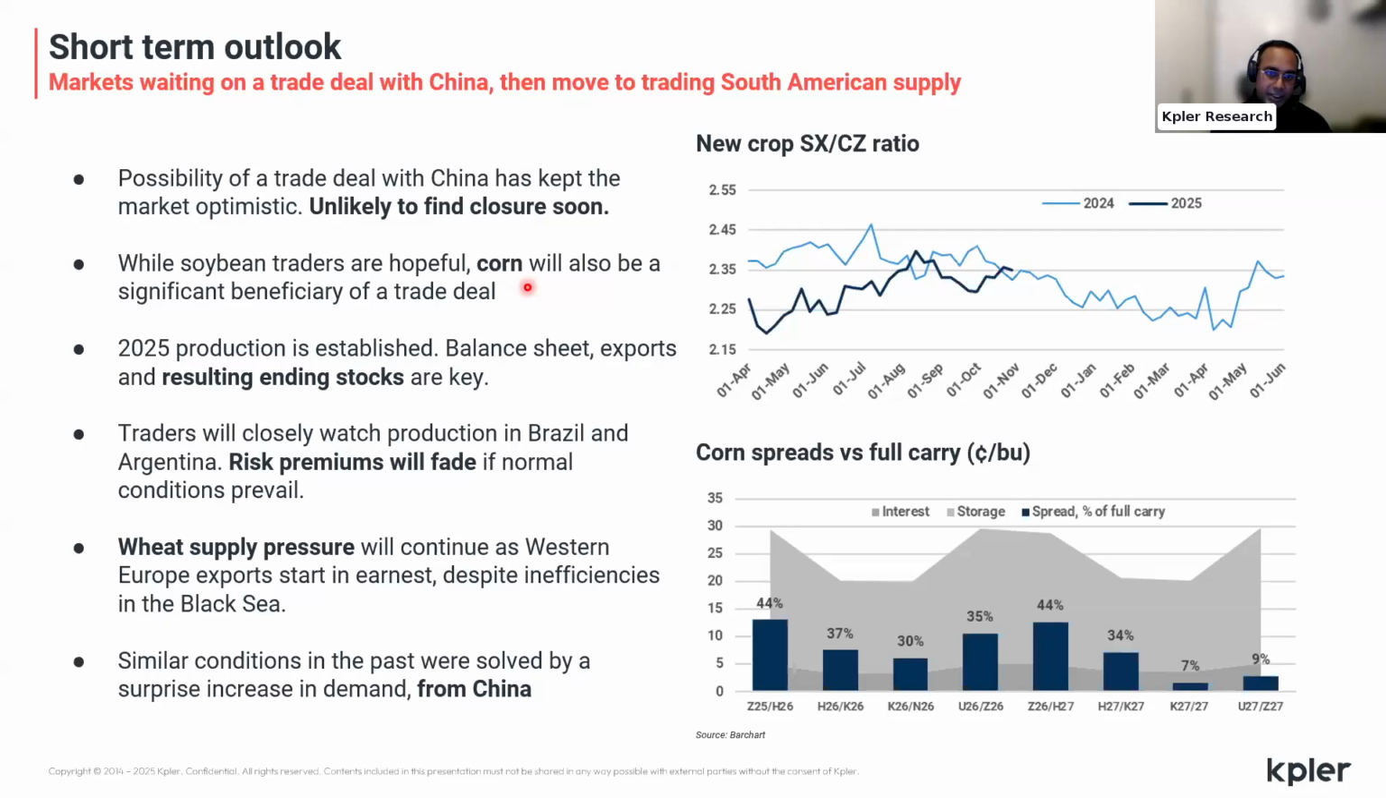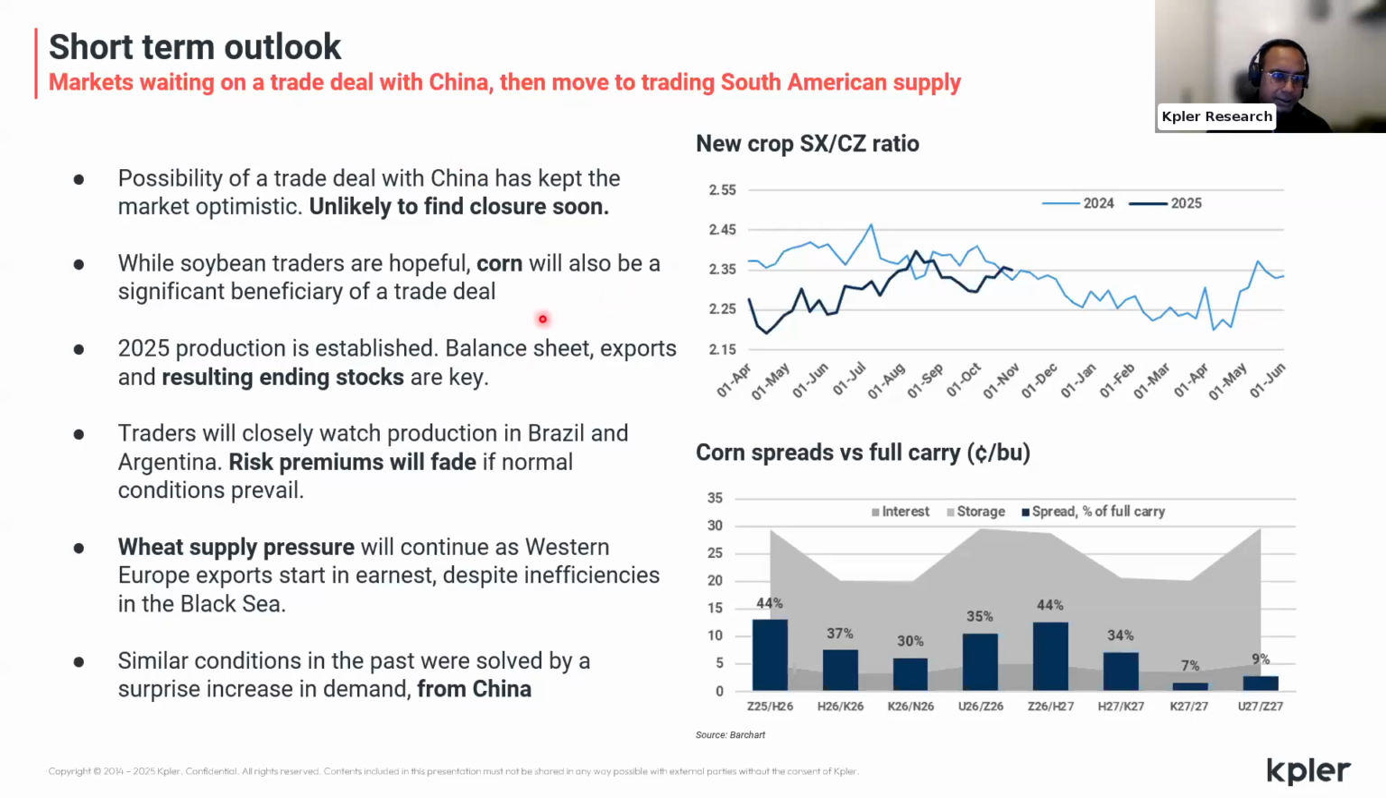China has done this twice, where when ending stocks were very high and prices were very low, China bought opportunistically and stored the grain. Again, if a deal happens, it'll be good for corn, and the heavy ending stocks that we see can be reduced significantly because of Chinese demand.